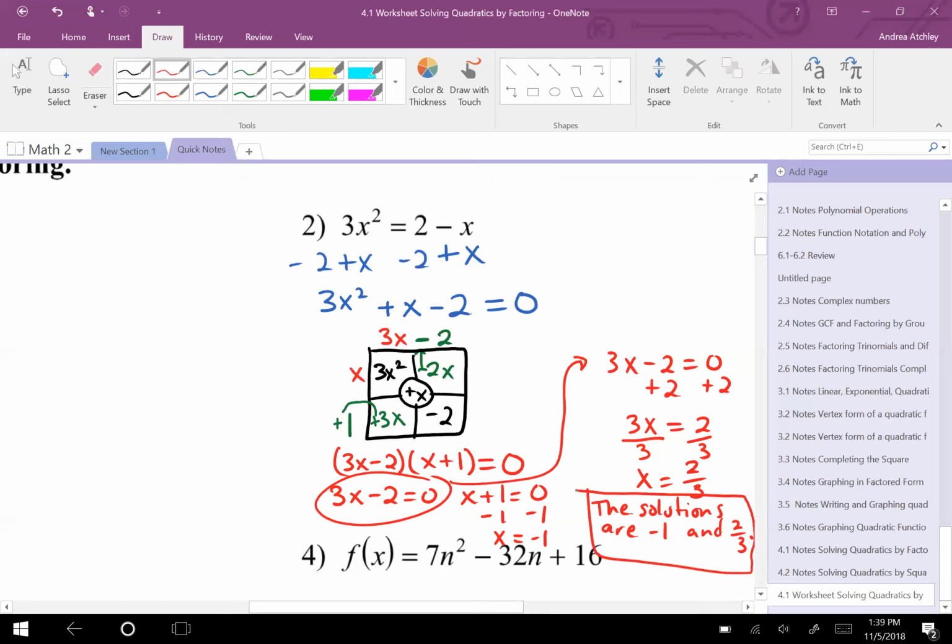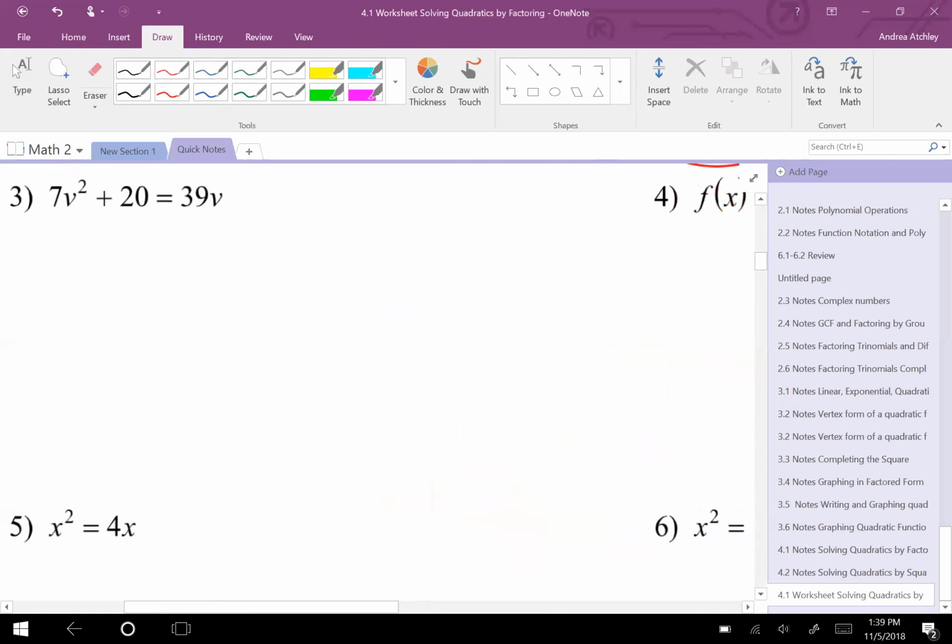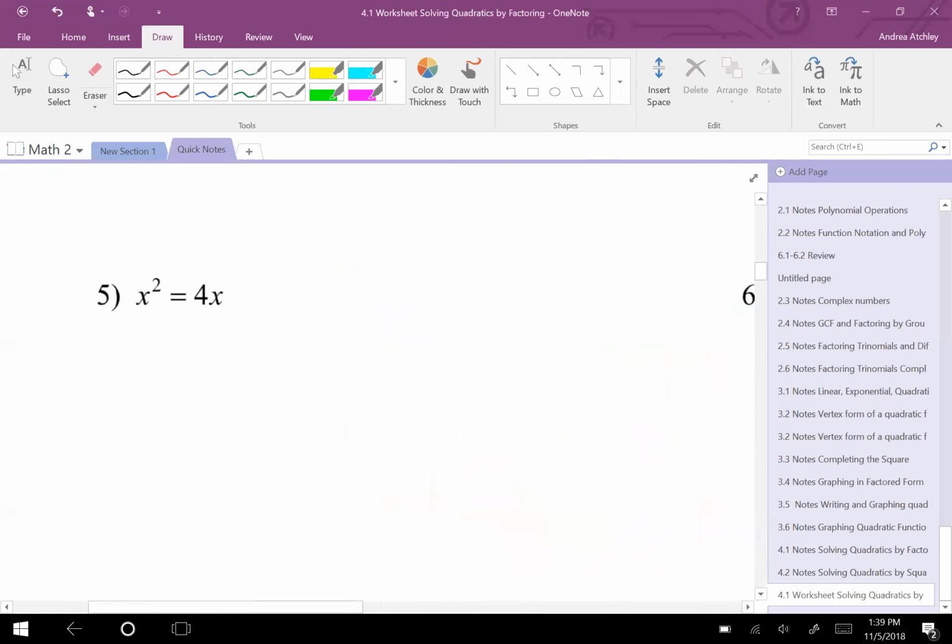Okay, I hope that helps review this concept for you. I'm also going to do number 5, at least get you started on it. Okay, so again, it has x squared equals 4x. We are going to solve. That means we want it to be equal to 0. So we add the opposite, do our inverse operations here to get the 4x to be 0. And that gives me x squared minus 4x equaling 0.